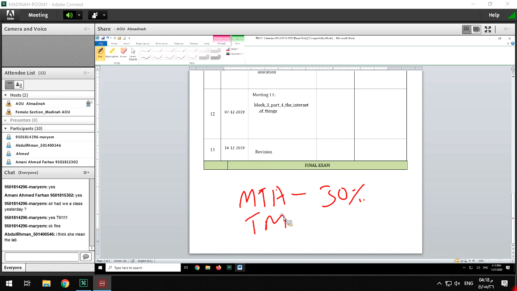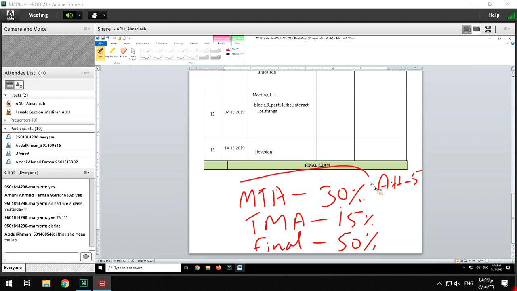We have one homework that is called TMA, tutor mark assessment. This will be for 15 marks, 15%. We have the final exam for 50%, 50 marks, and for attendance 5 marks. The assessments are these: the midterm exam, the homework, TMA, and the final exam.